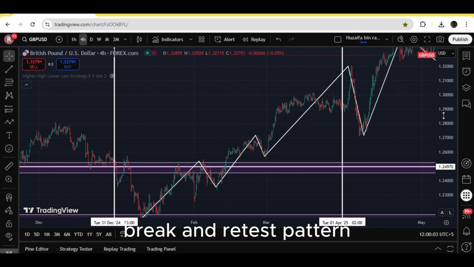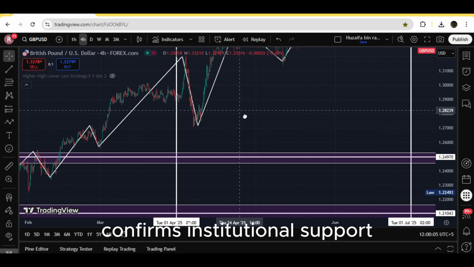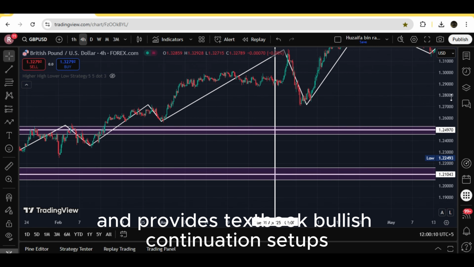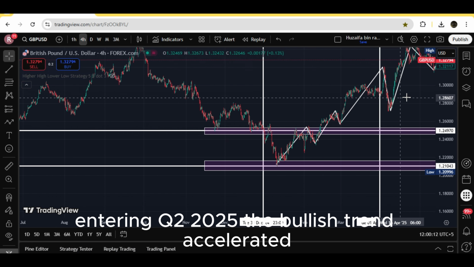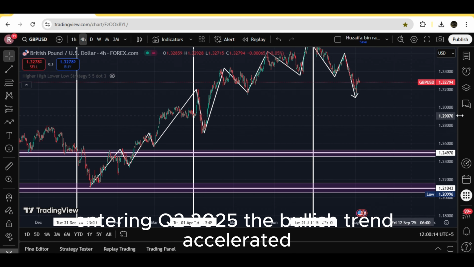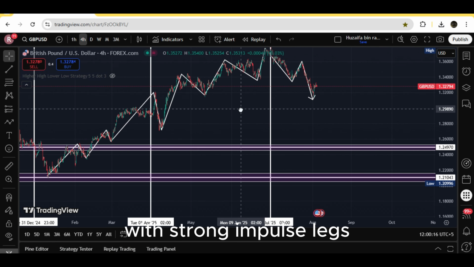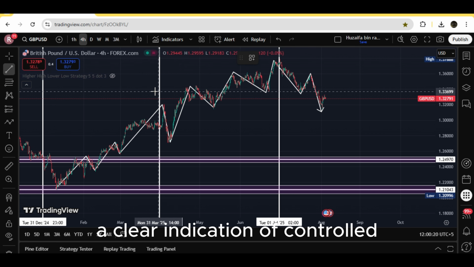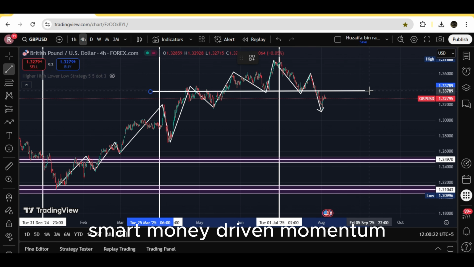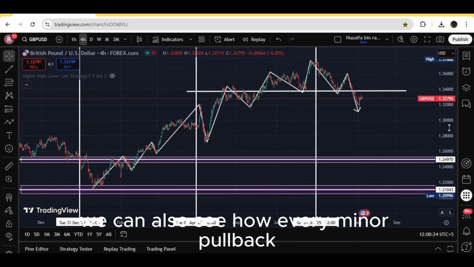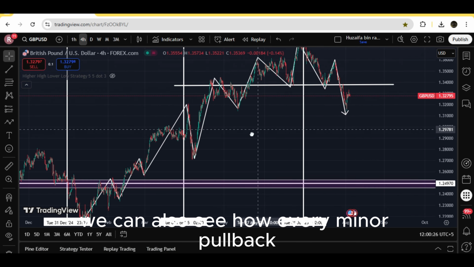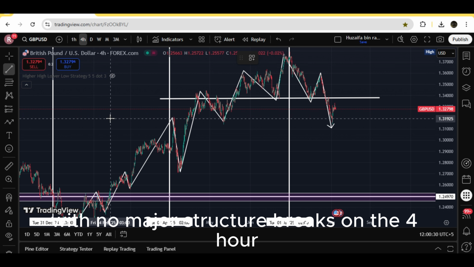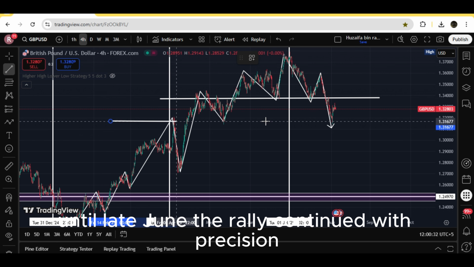That clean break and retest pattern confirms institutional support and provides textbook bullish continuation setups. Entering Q2 2025, the bullish trend accelerated with strong impulse legs and tight consolidation ranges, a clear indication of controlled, smart money-driven momentum. We can also see how every minor pullback respected previous support zones, with no major structure breaks on the 4-hour until late June.